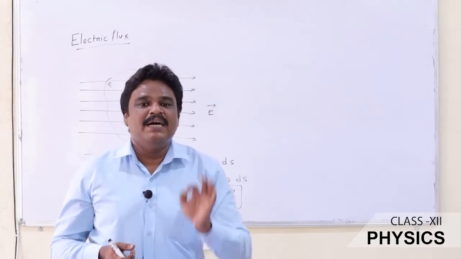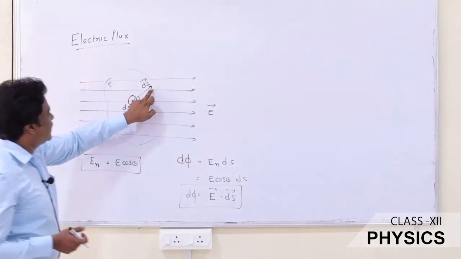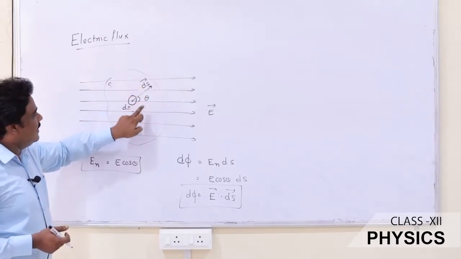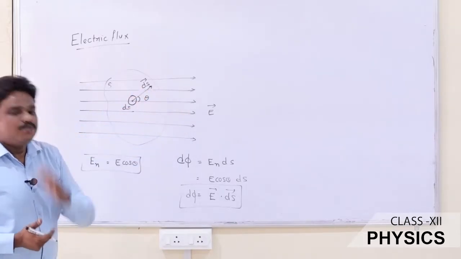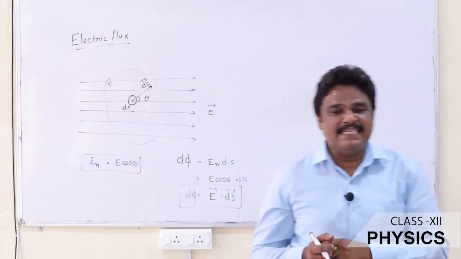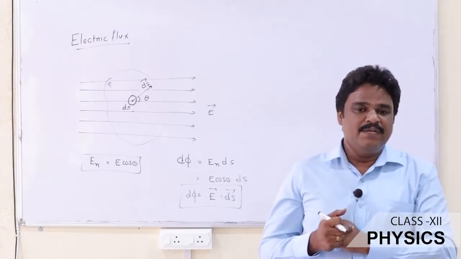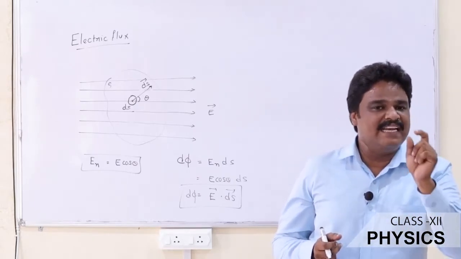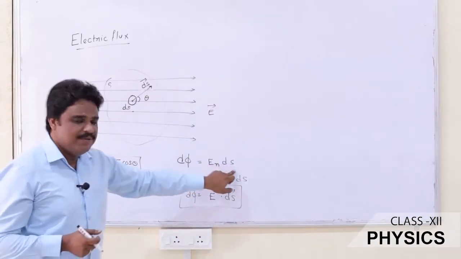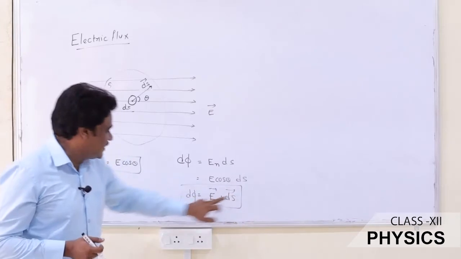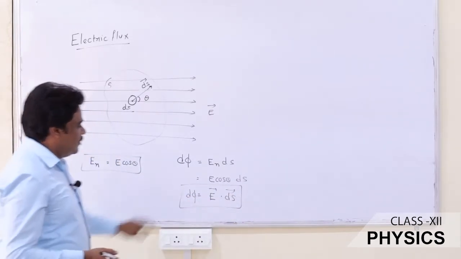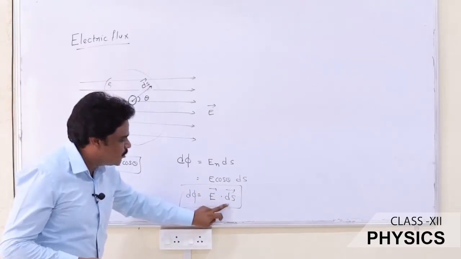Obviously it is the area element vector. It is always drawn along the outward normal. Let that area vector make an angle theta with the electric field. So obviously the component of electric field responsible for flux is E cos theta. Now I get the small flux linked with the small elemental area, that is d phi is equal to En into ds. En is E cos theta, so finally d phi is equal to E vector dot ds vector. Obviously this is the small flux linked with the small area element.